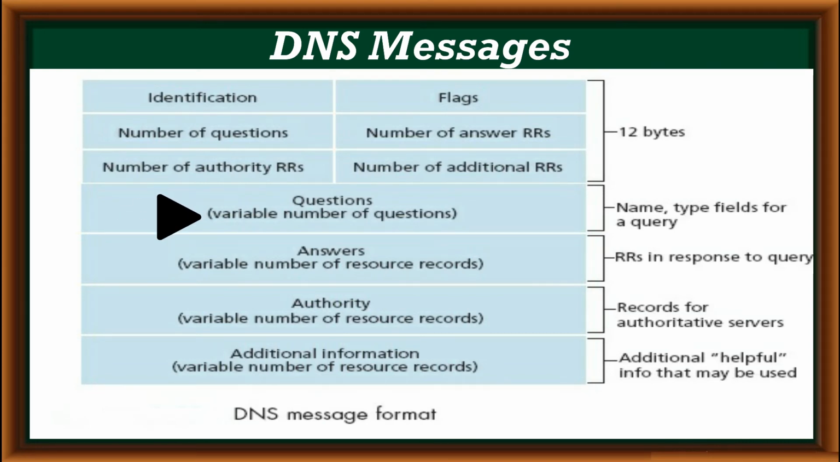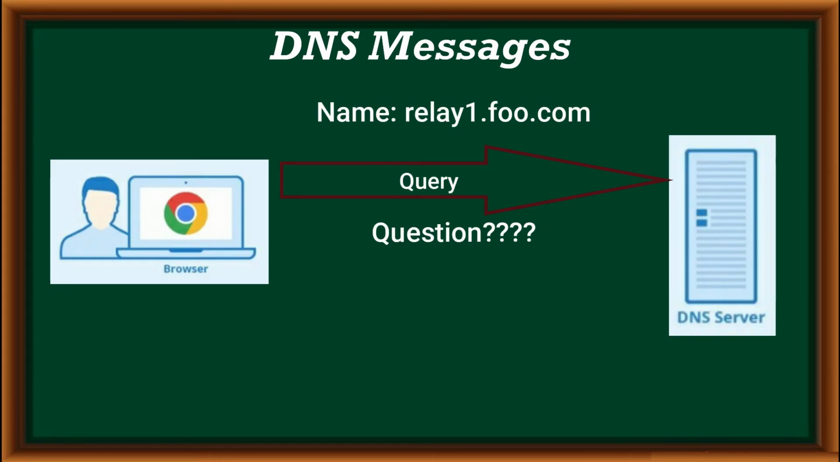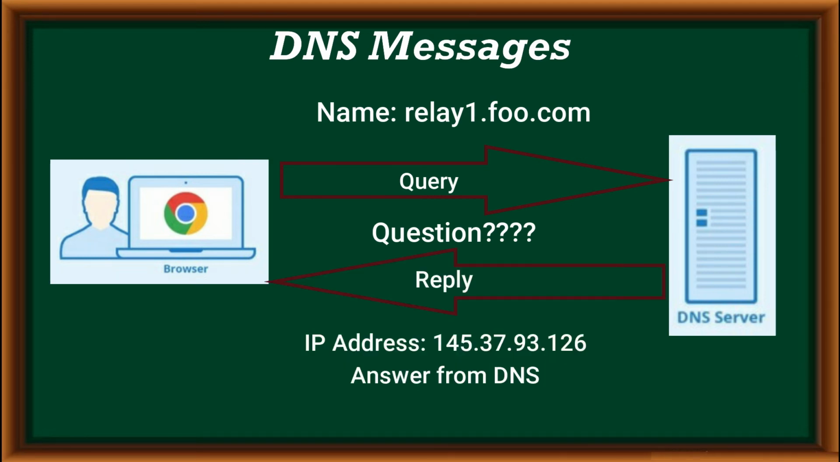The question section contains information about the query. This section includes a name field that contains the name that is being queried, and a type field that indicates the type of question being asked about the name. For example, a host address associated with the name, that is type A, or type NS or type CNAME, are the examples.